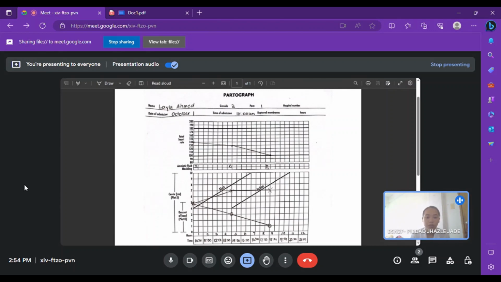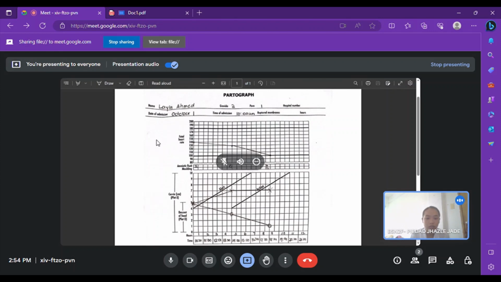Partograph is to monitor the progress of labor and identify and intervene in case of abnormal labor. I will present the Partograph of Miss Laila Ahmed with Gravida 2 and Parity 1. She was admitted on October 1, 10 a.m. First, I'll explain the fetal heart rate.